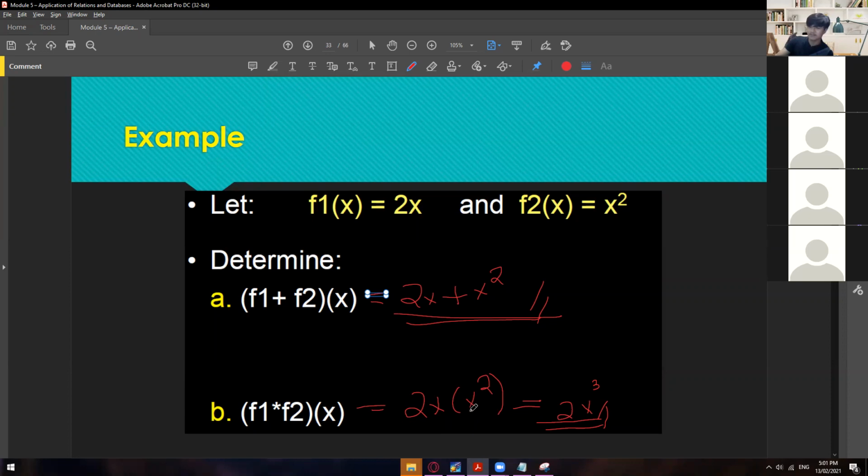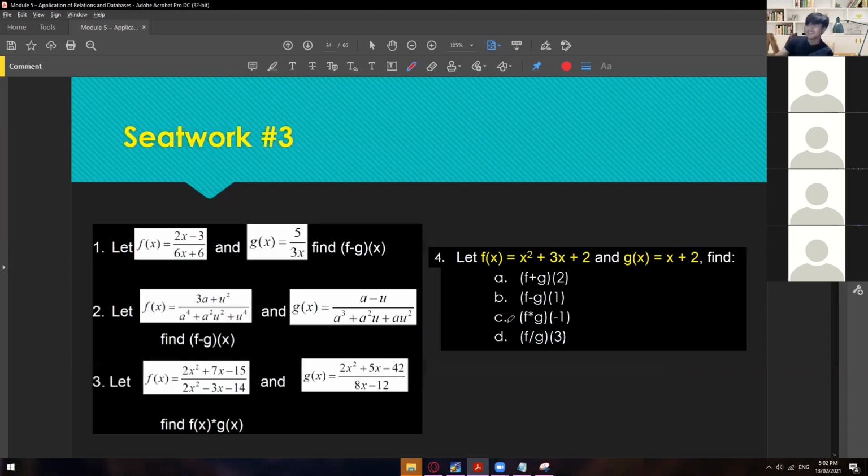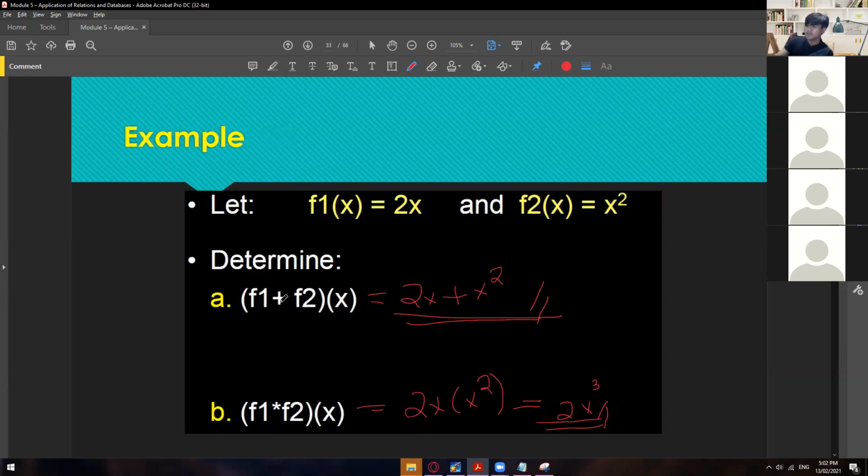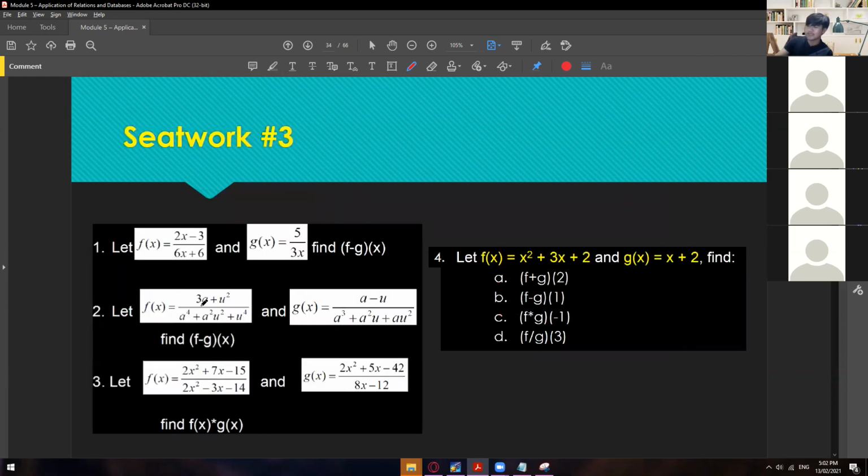Yes, sir. 2x cubed, sir, final. So this is the final form. So 2x cubed. So I hope that you guys can follow, okay? Once you're done with those examples, you can now do this one, trick number 3.